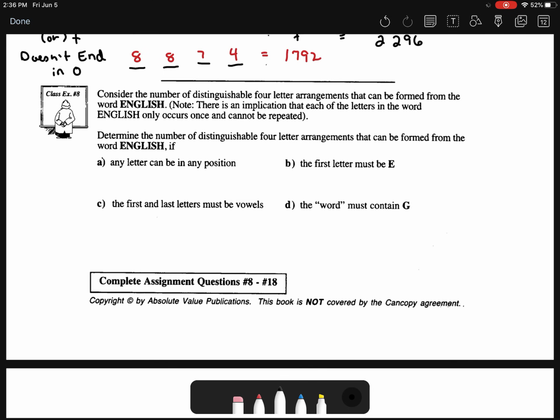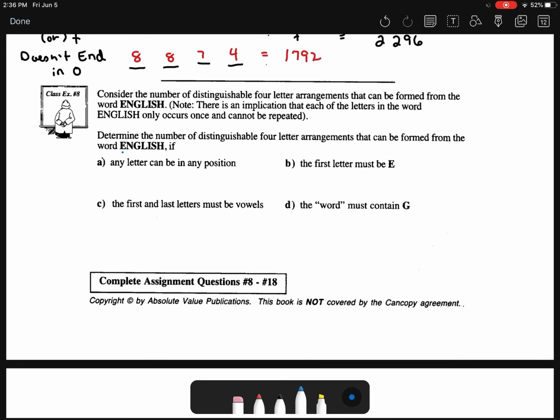Note there's an implication that each of the letters in the word English only occurs once and cannot be repeated. So with questions like this, it's kind of like having tiles in a Scrabble bag. Once you've pulled it out and used it, it's gone. You're not using it again. So determine the number of distinguishable, remember different, 4-letter arrangements that can be formed from the word English.